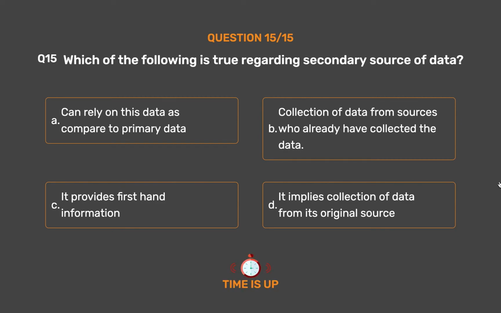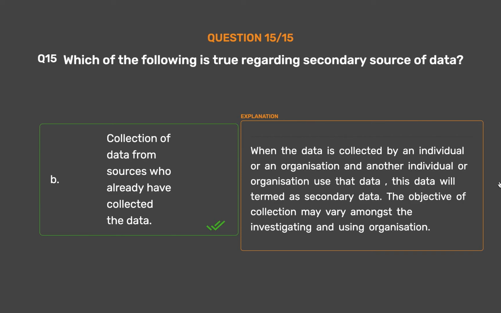The correct answer is Option B. Collection of data from sources who already have collected the data. When the data is collected by an individual or an organization and another individual or organization uses that data, this data will be termed as secondary data. The objective of collection may vary amongst the investigating and using organization.